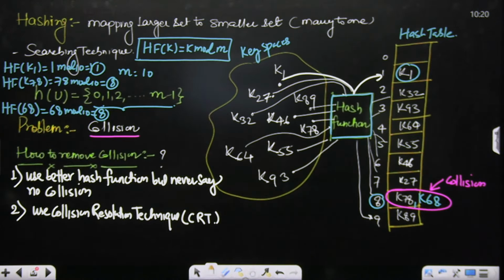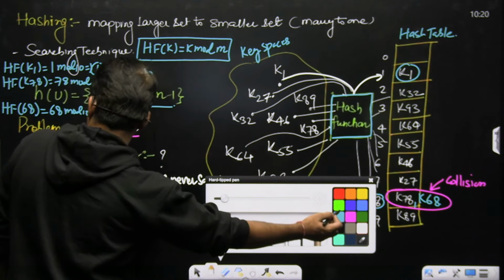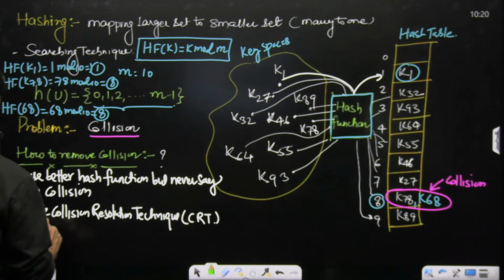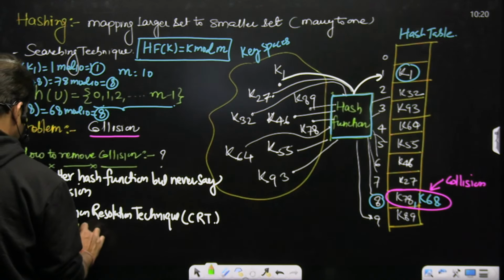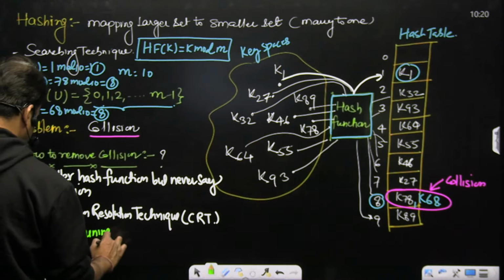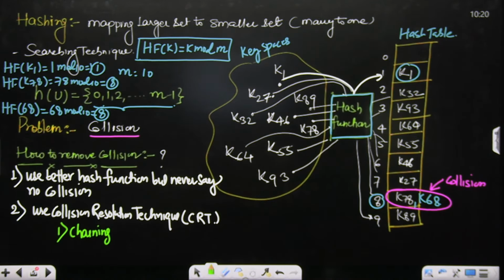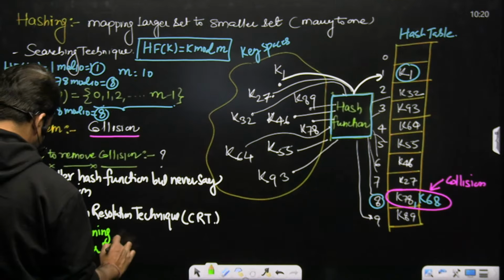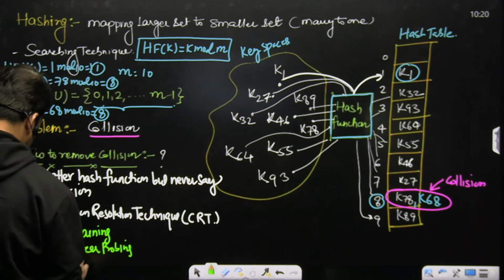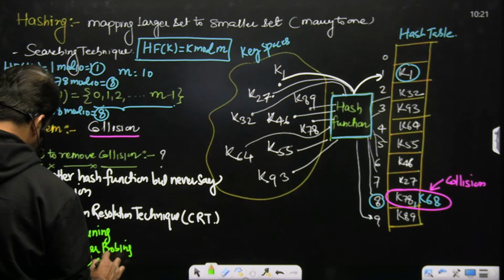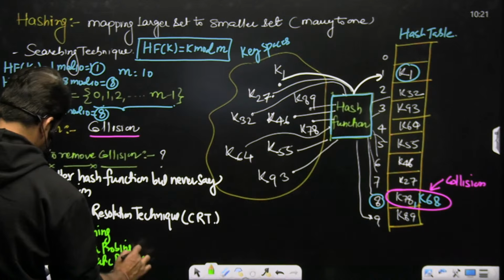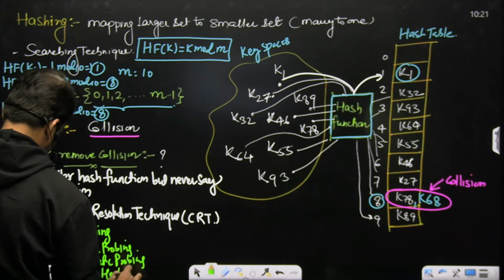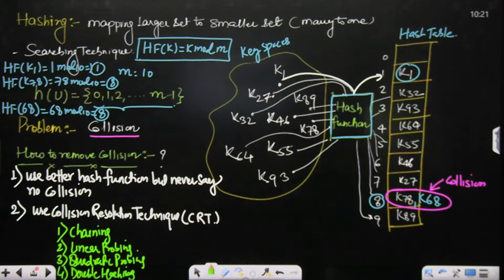So use collision resolution techniques. Sir, कौन सी techniques हैं? The names of the collision resolution techniques, student: chaining, we'll discuss, student, chaining; linear probing; quadratic probing; fourth, double hashing. We'll discuss all these types of hashing in today's class, bache.